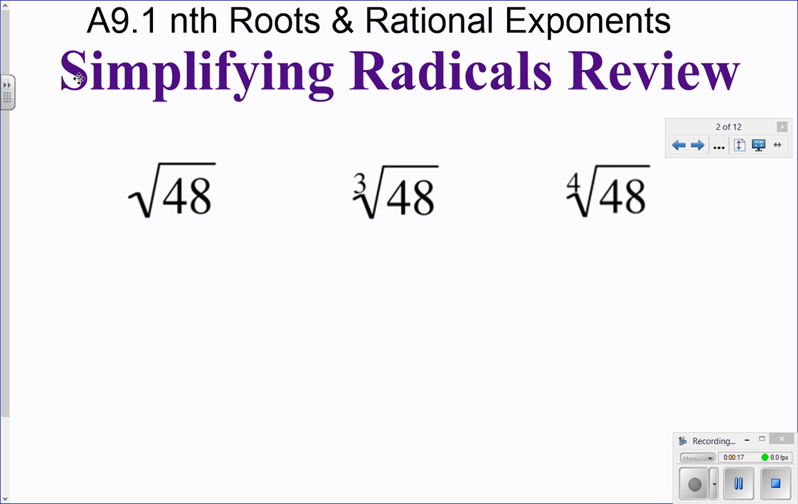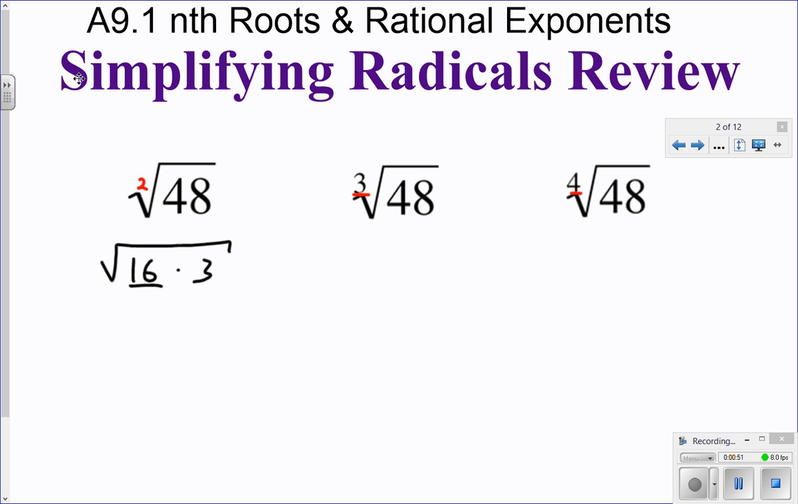If it's a radical 2, perfect squares. If it's a cube root, perfect cubes. And for a fourth root, we're looking for powers of 4. So for the square root of 48, I'm thinking about perfect squares that are going to go into it, things like 4, 9, 16, 25. For this one, I notice that 48 is a multiple of 16 times 3, choosing 16 because it's a perfect square.